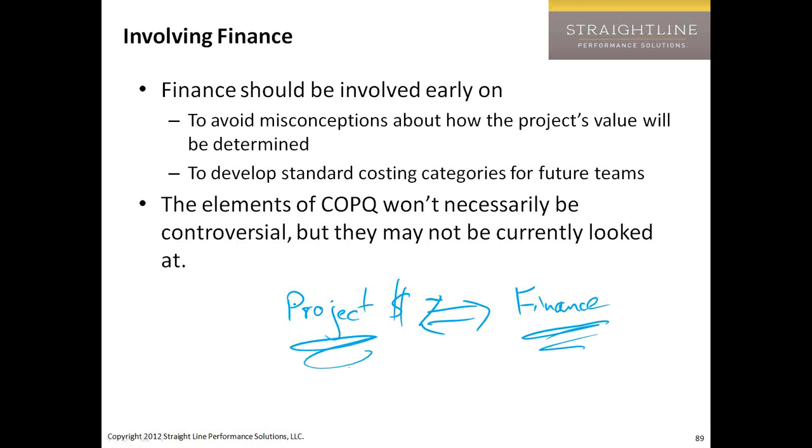Run your COPQ algorithm, right? Whatever that is, it's your way of calculating it. Run it by finance to make sure that at the end, when you want to book your savings and talk about it, they're okay with that, and get their suggestions and make the revisions. I think that's an important thing. Communication is the key on that one.